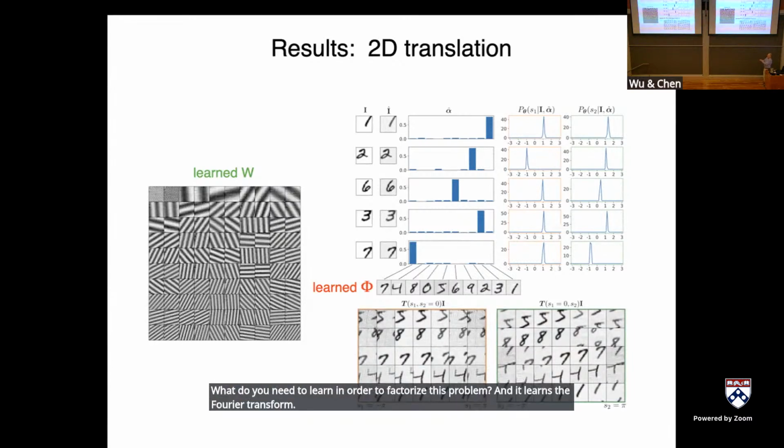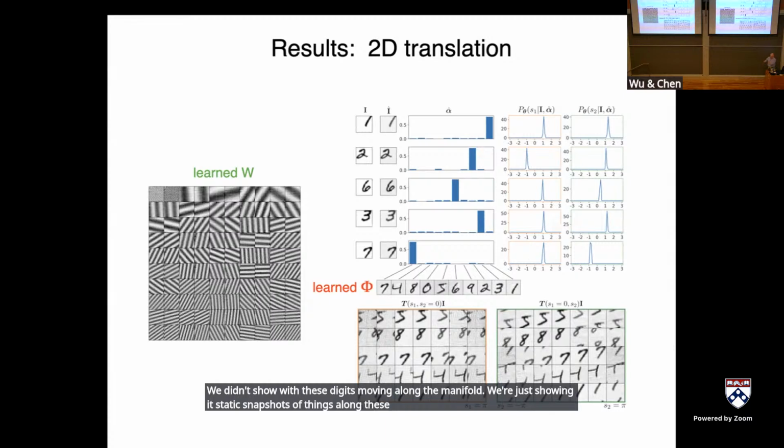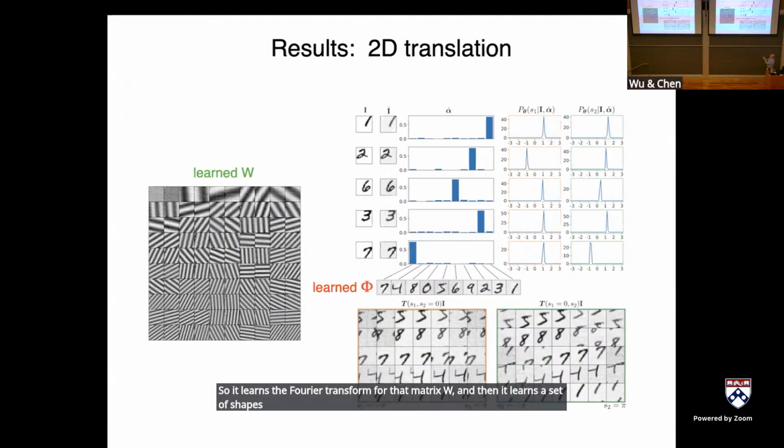Okay, we didn't show it these digits moving along the manifold. We're just showing it static snapshots of things along these different manifolds. And it has enough density of data points along these manifolds to be able to figure out, okay, there's something here that I can connect together by a group, and there's something here I can connect together by a group, and so forth. So it learns the Fourier transform for that matrix W, and then it learns a set of shapes from the data. And these are just some examples of generating data from the model once it's learned.